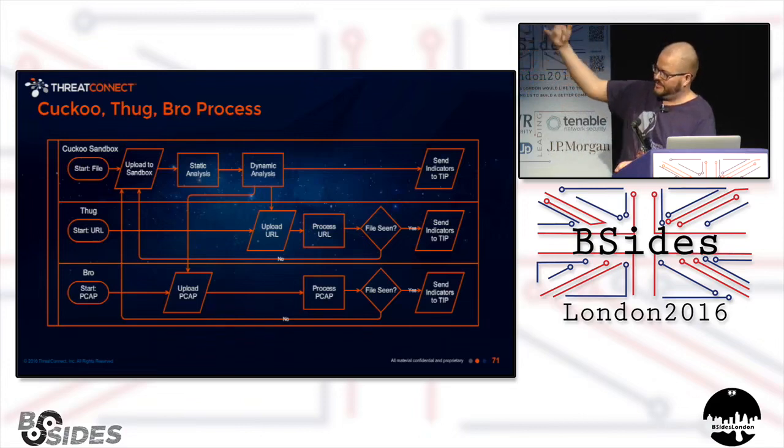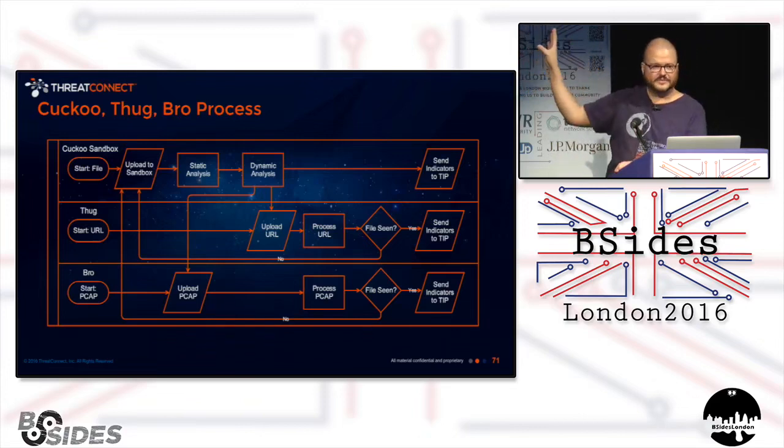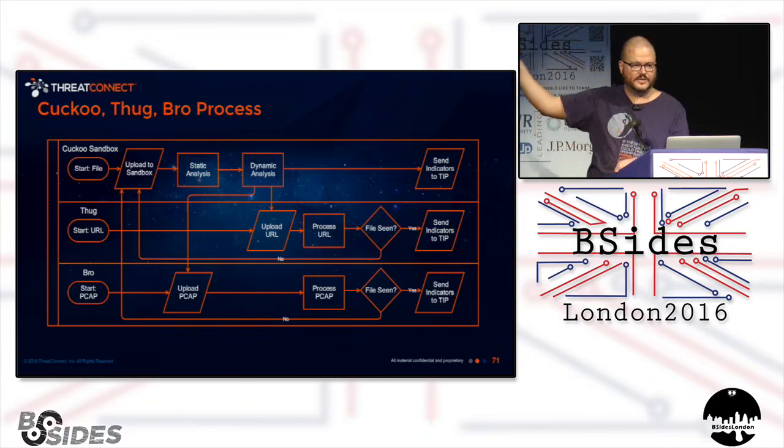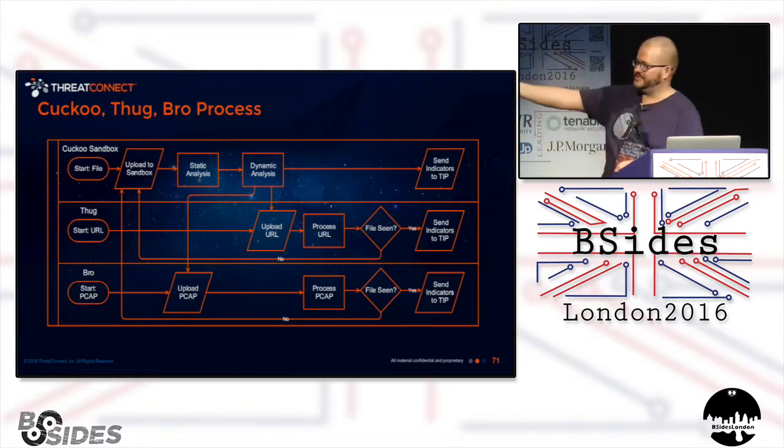So you process the URL, you process the PCAP. You want to have some logic in your queuing system where if you have seen a file before, you don't need to send it over here again. So if it has been seen before, you want to send the output of that to your threat intelligence platform, and if you have not seen it before, you want to analyze it using Cuckoo Sandbox.